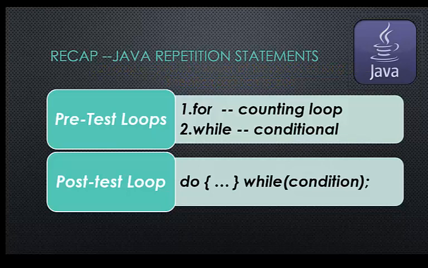There is a post-test loop in Java called the do while. It's a post-test loop because you would perform the loop body before you check the condition. We will not be studying that this semester, but I just wanted to let you know about it in case you were curious. There isn't anything you can do with a do while that you couldn't do with a while and an if statement.